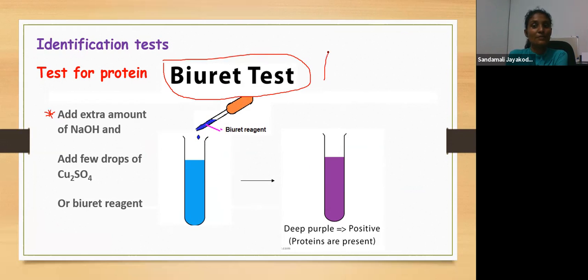It contains a protein named albumin. Albumin. So we can take egg white and add an excess amount of sodium hydroxide. And then we have to add a few drops of copper sulfate.